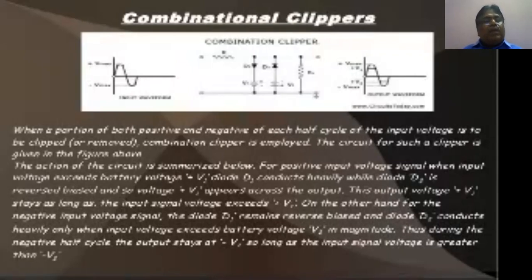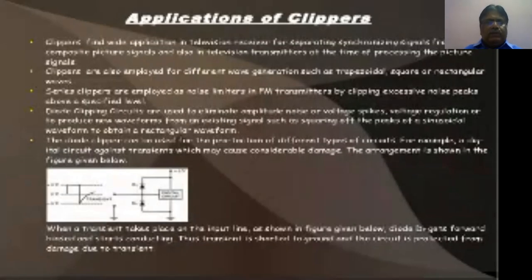This output voltage plus V1 stays as long as the input signal voltage exceeds plus V1. On the other hand, for the negative input voltage signal, the diode D1 remains reverse biased, and the diode D2 conducts heavily only when the input voltage exceeds battery voltage V2 in magnitude. Thus, during the negative half cycle, the output stays at minus V2 so long as the input signal voltage is greater than minus V2.